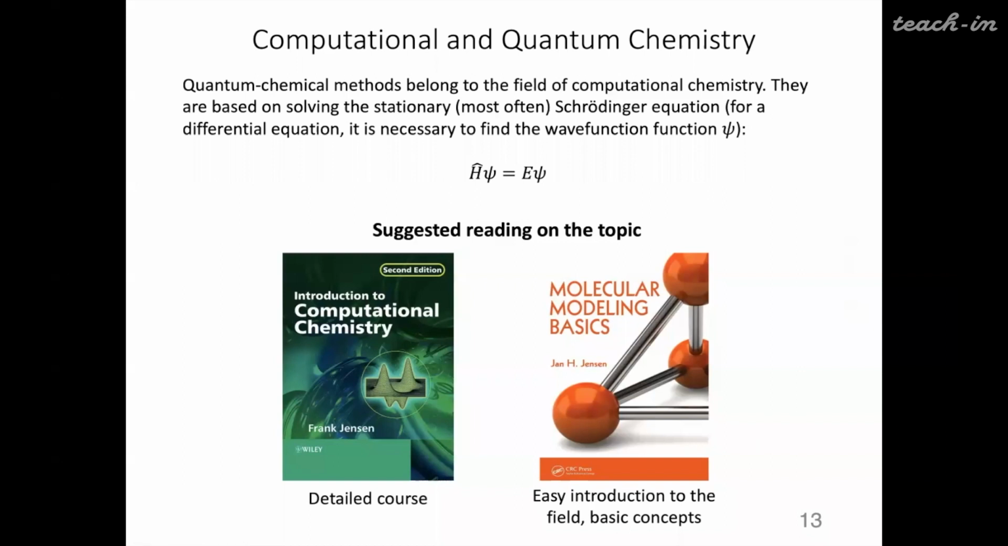It gives a short introduction to the field of computational chemistry. And for those of you who want a detailed picture, I suggest this book by Frank Jensen that describes most of the quantum chemical methods that are used today. The first or second editions may be a little bit outdated. However, the basics are the same. This is strongly suggested reading for those of you who are interested in molecular modeling.